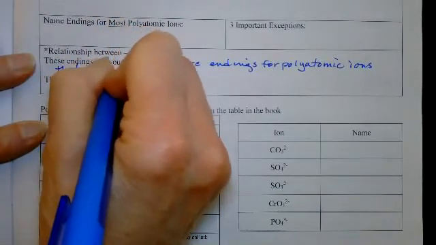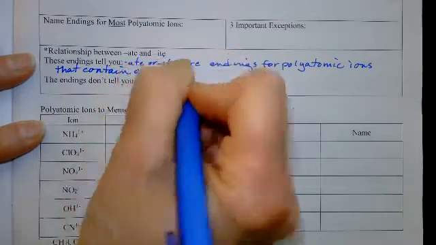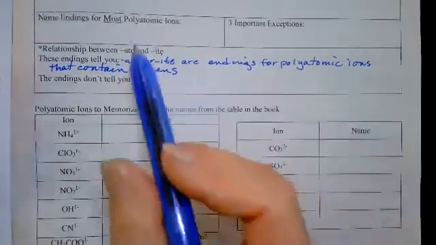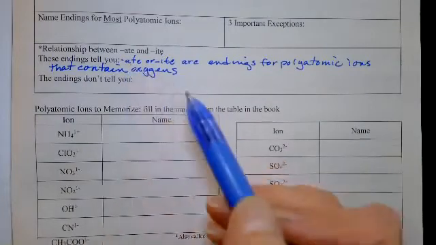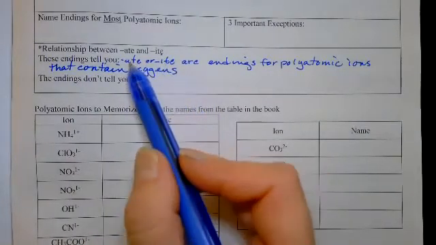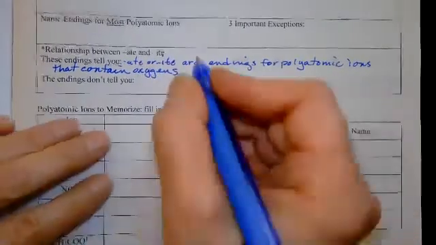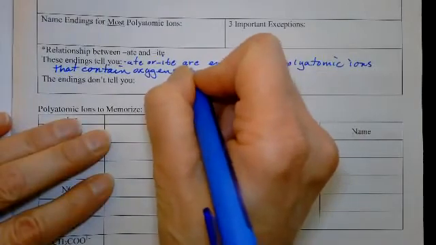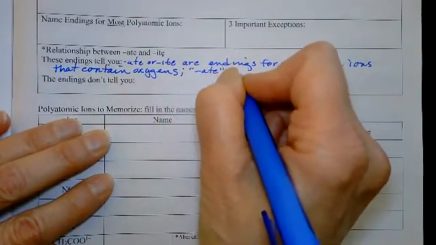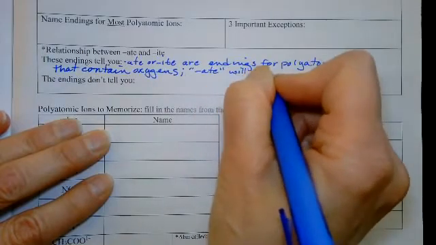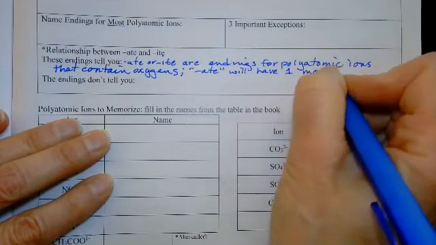So not only do they contain oxygens, but the difference between those is that the ate for a particular set, like sulfate versus sulfite, is going to have one more oxygen than the ite. So the ate will have one more oxygen than the ite.